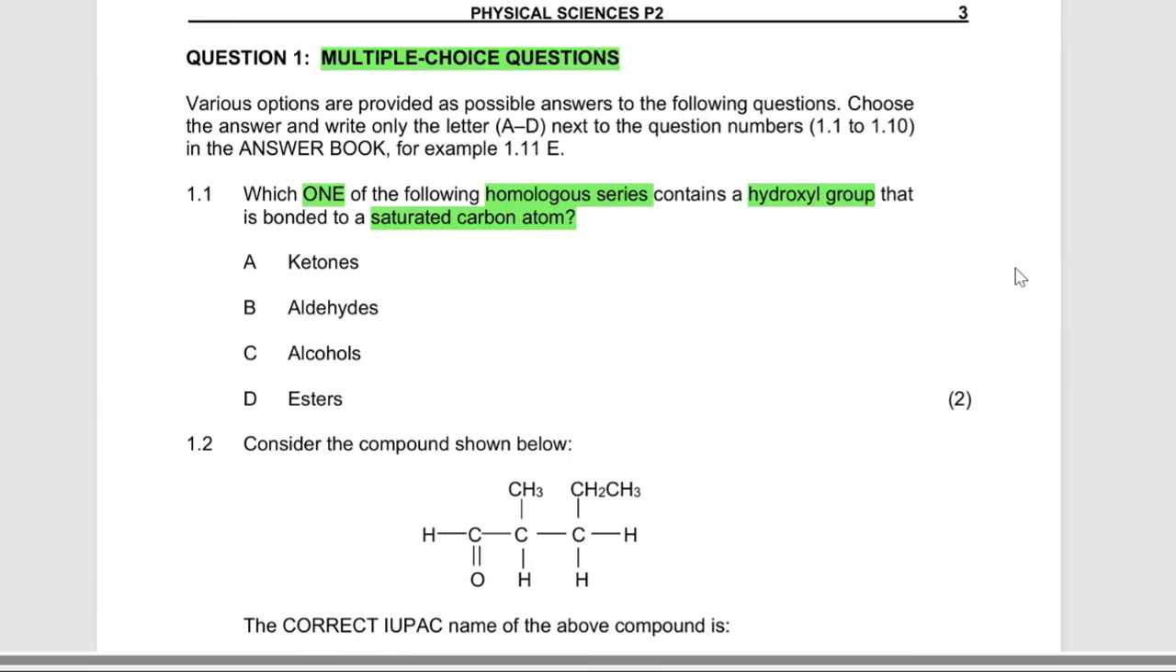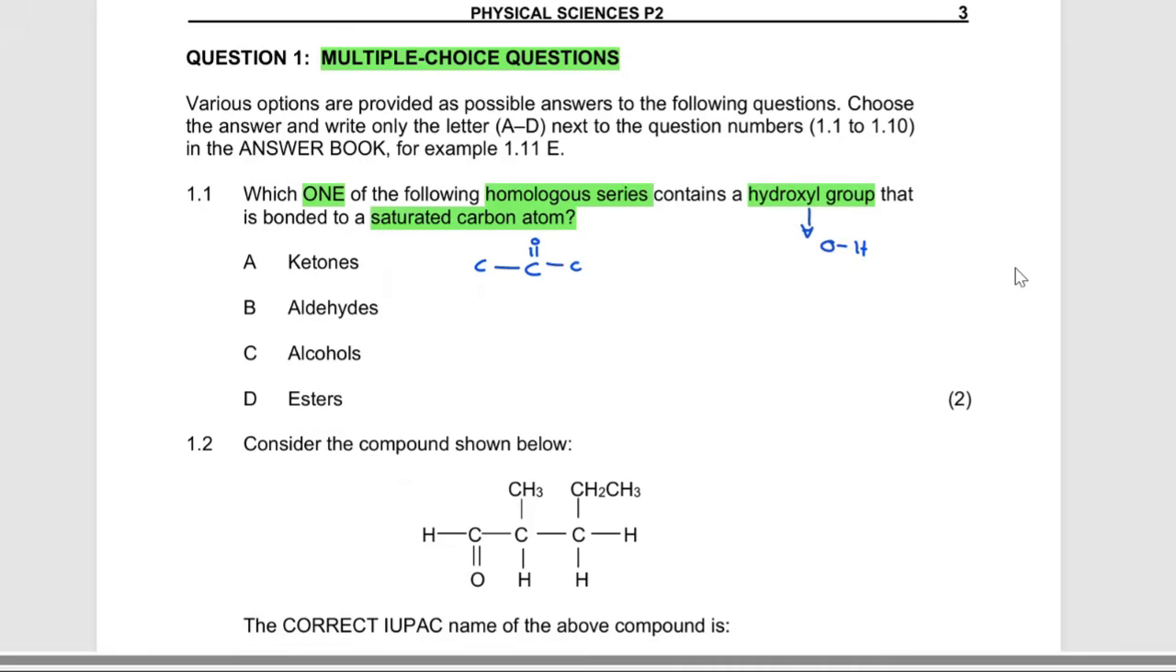So option 1 says it's a ketone. A ketone, according to this, looks like this. A ketone is going to have a C double bond C. So this is the functional group of ketones. So this one is going to be incorrect, because for a hydroxyl group we're looking for an OH group.